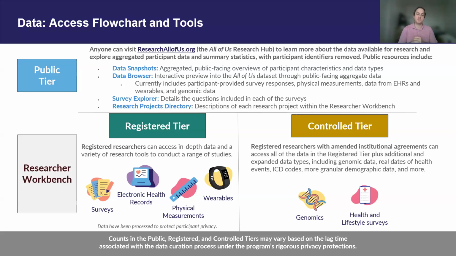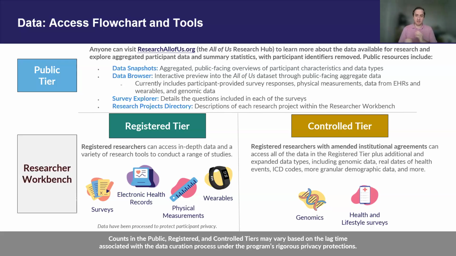And that's where you'll actually work with that data. As a recap of what data types we have available: we have surveys, electronic health records, physical measurements, and wearable Fitbit data. And then in our controlled tier, we have some additional, more specific types of data, such as our genomic data. So whole genome sequences, array data, structural variant data, and also a small subset of long read whole genome sequences.